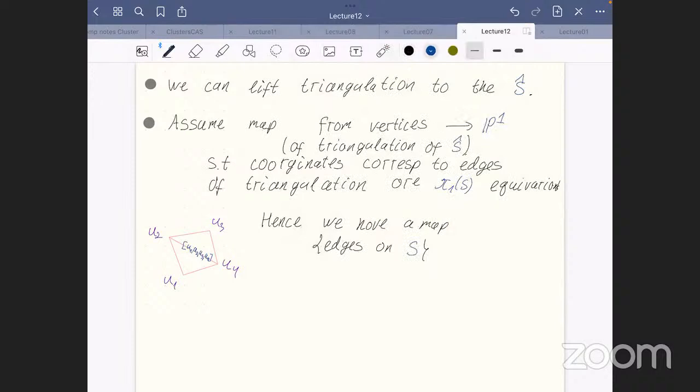We have a map from edges on S to C star. Actually, I assume that all my flags, all my points P1 are different. I will come back to this assumption a bit later. This is just some sort of assumption that everything is in general position.